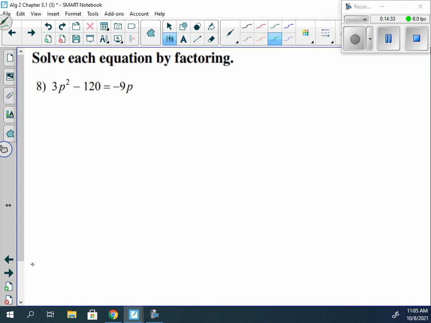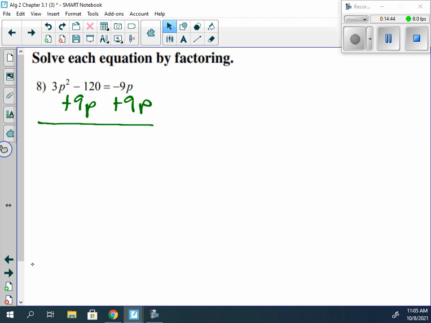Yeah, I would move everything to your left by adding 9p, because if I want to go the other direction, I'm going to have to subtract the 3p squared and add the 120. I'm going to have to do 2 moves to get everything that direction. I only have to do 1 move to get it the other way. I will tell you this, no matter which direction you move things, you're still going to get the same answer, as long as you don't change anything.